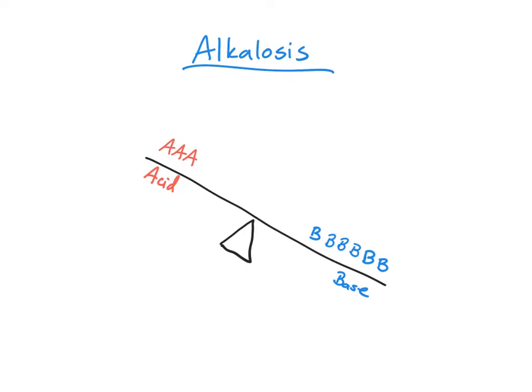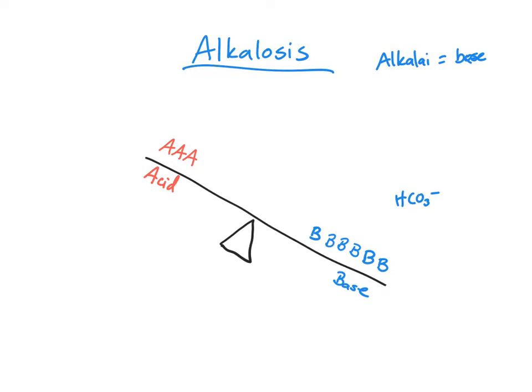Okay, let's look at the opposite problem. When the balance in the body has shifted towards the base side, we call that alkalosis. Alkali is an old word for base. So that's where that name comes from. So one of the possible causes of alkalosis is that there's too much base in the body. For example, maybe somebody ate too many Tums. Tums are basically just bicarbonate.